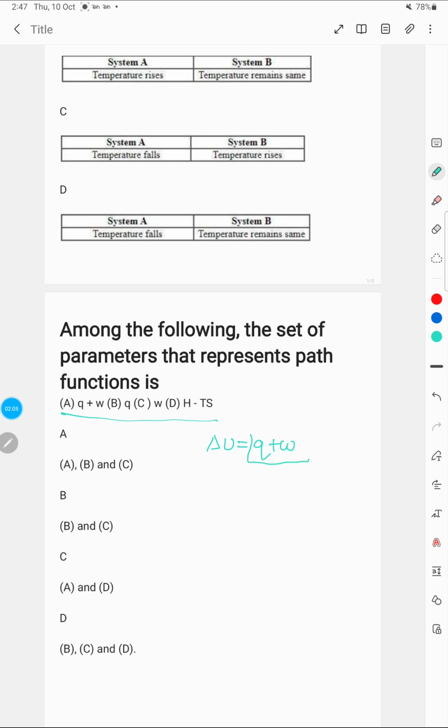So the sum of heat plus work done is definitely your state function. So this will not be the option. Now heat and work, they both are your path function. H minus TS, that is your Gibbs free energy, G, which is also your state function. So your correct answer will be option B and C.